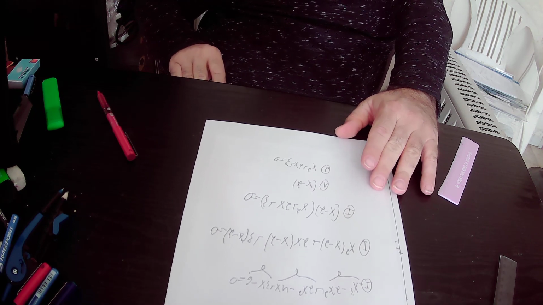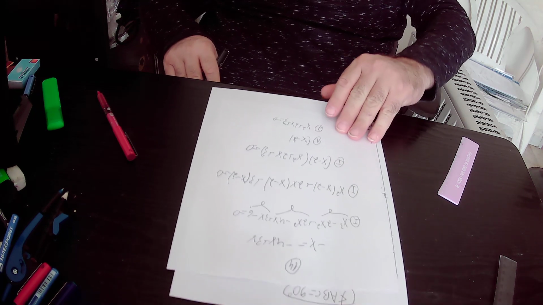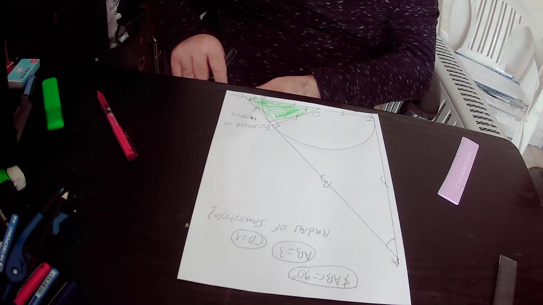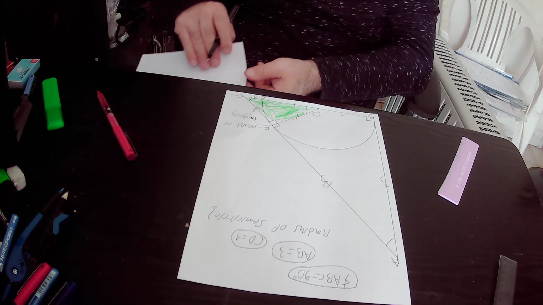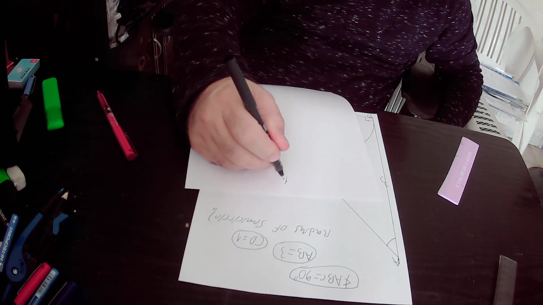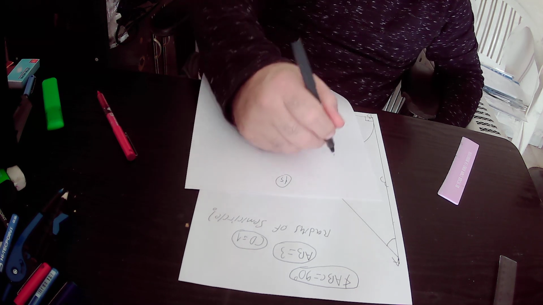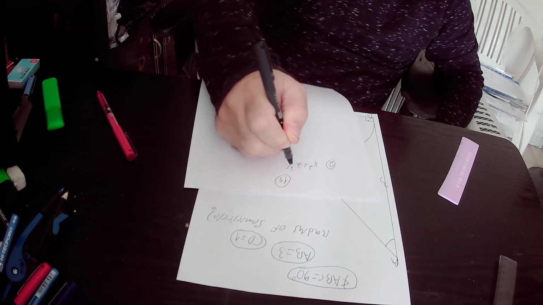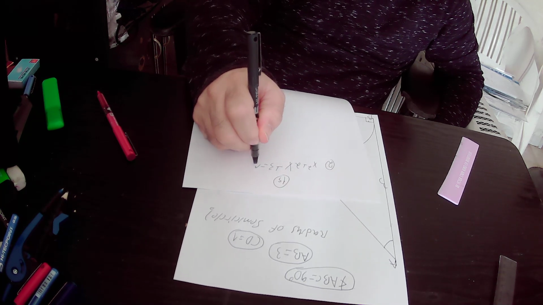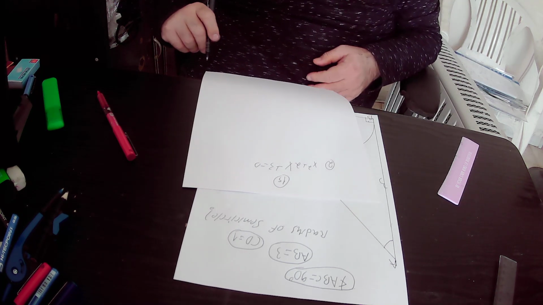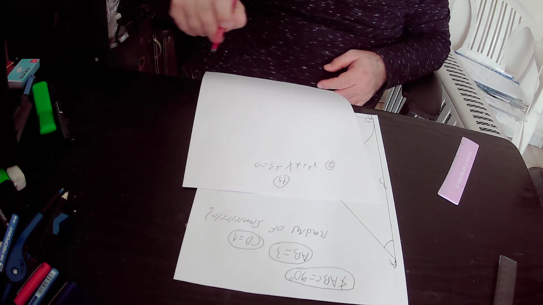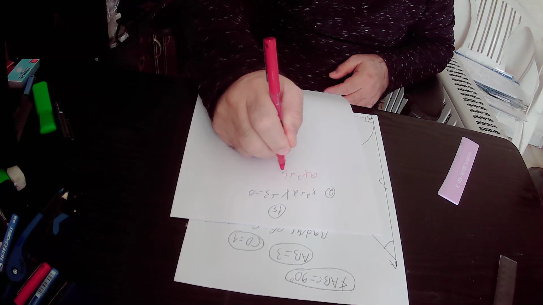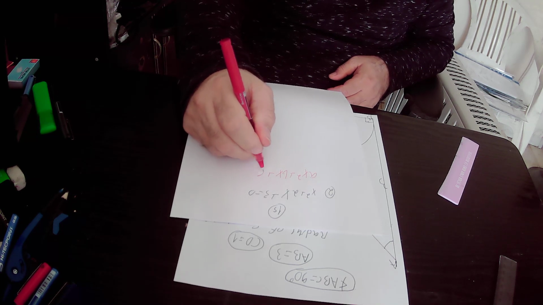So we have the quadratic equation that states that x squared plus 2x plus 3 equals 0. So this is a quadratic equation, and the general formula for a quadratic equation is ax squared plus bx plus c equals 0.